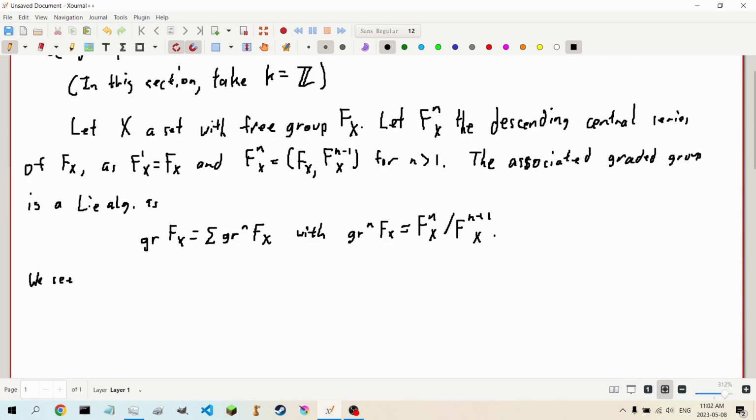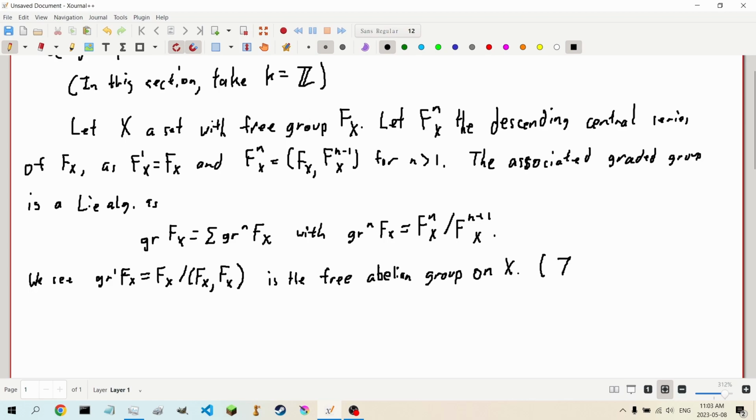We see that the first grade of F(X) is F(X) modding out the commutator, which, as you know, represents kind of the non-commutativity, is the free abelian group on X. Which, if we recall, is equal to the product of the integers indexed by our set X.